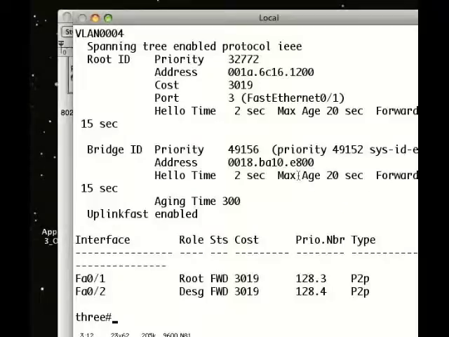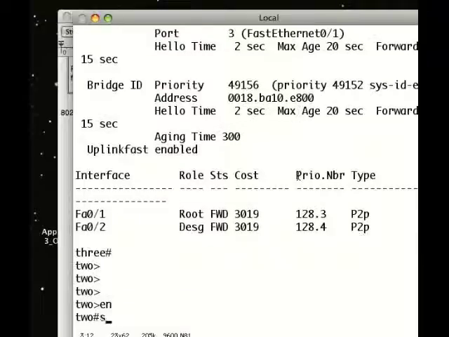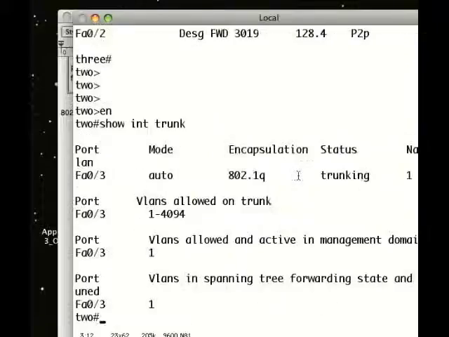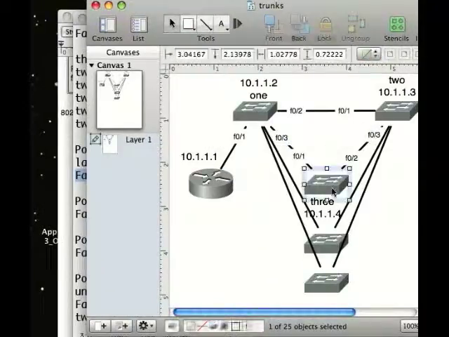Here I am on switch 2. Show int trunk. I only have one trunk on switch 2. And the reason is because Fast Ethernet 0/3 goes down to switch 3. Switch 3 is mode desirable on its uplink. So because it's desirable and I'm auto, we're both talking the protocol.